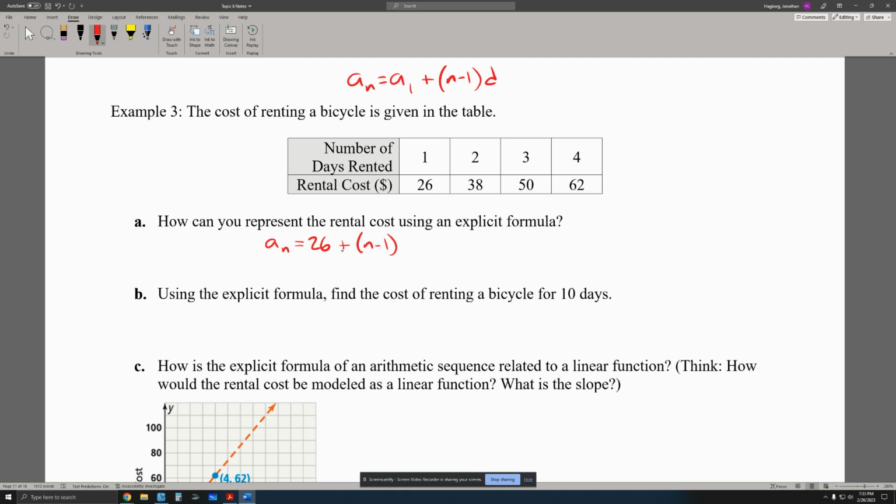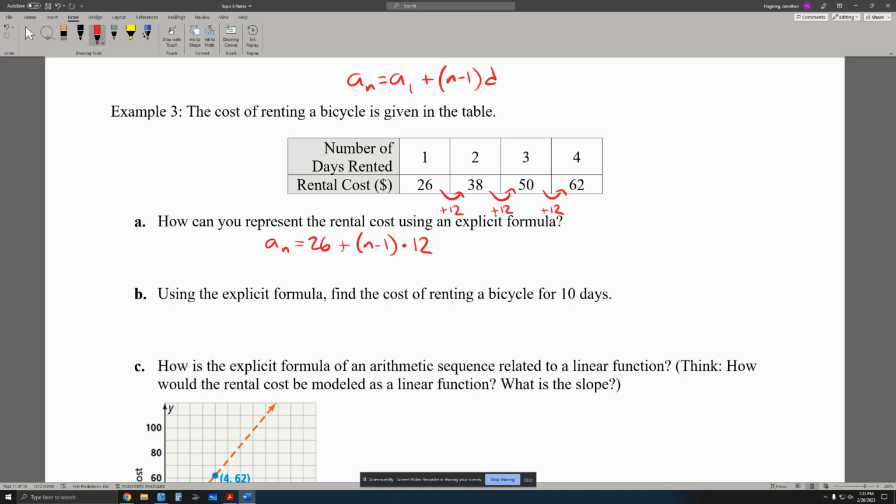Well, in order to find our common difference, we have to see how each term in the sequence is changing. I know to get from 26 to 38, we add 12. From 38 to 50, we add 12. And from 50 to 62, we add 12. So that tells me that my common difference is 12.